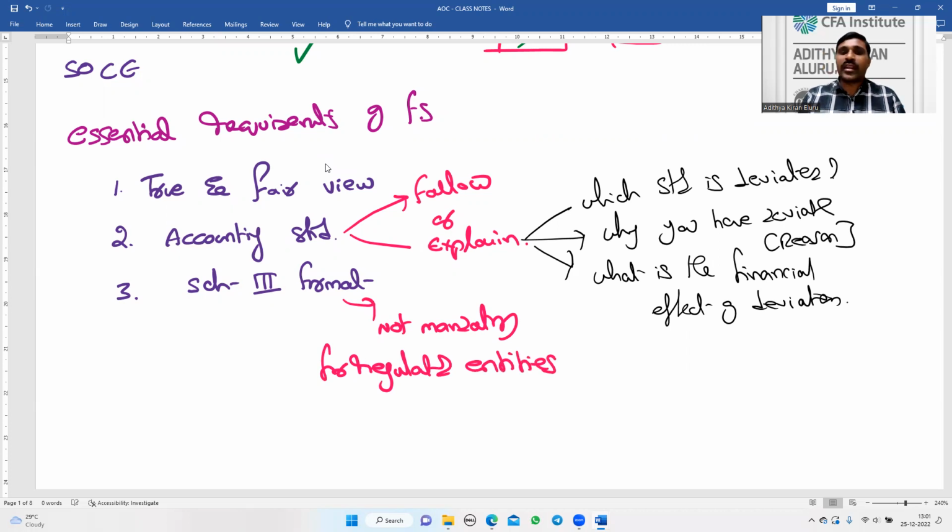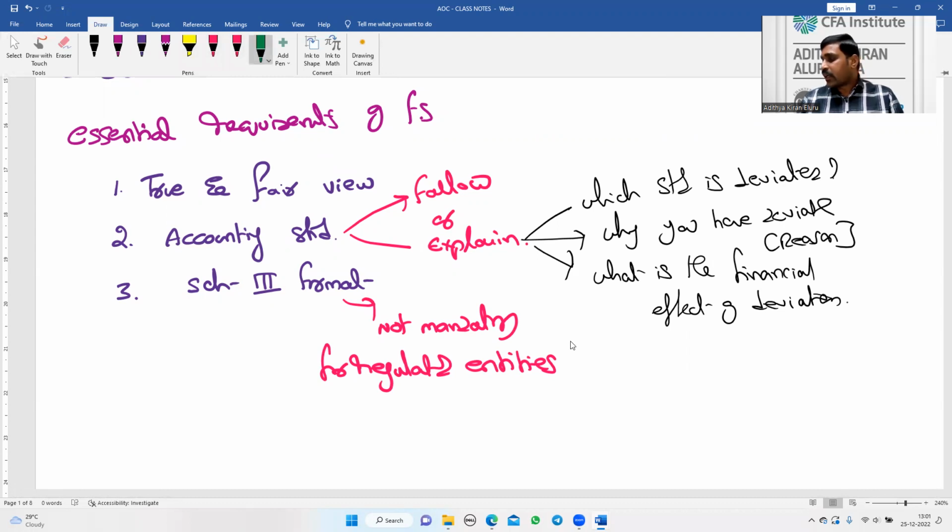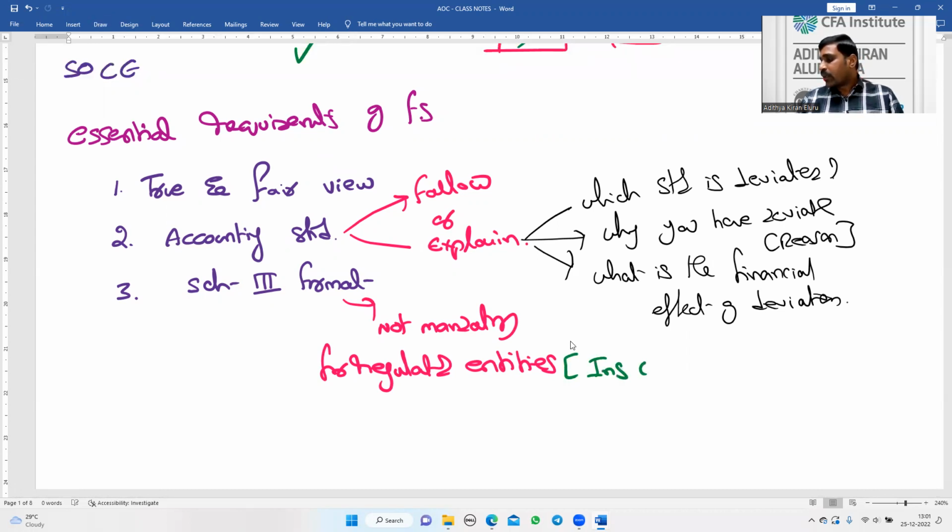So what are the regulated entities? We have some regulated entities like insurance companies, banking companies, electricity companies, etc. Insurance, banking, and electricity. Schedule 3 format is not mandatory for them because they have their own format.